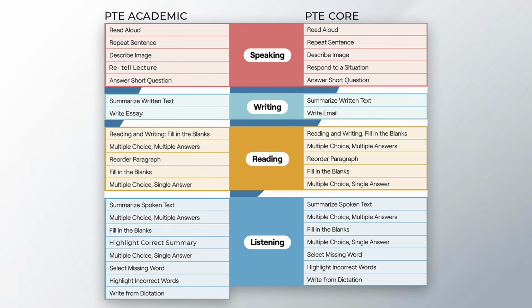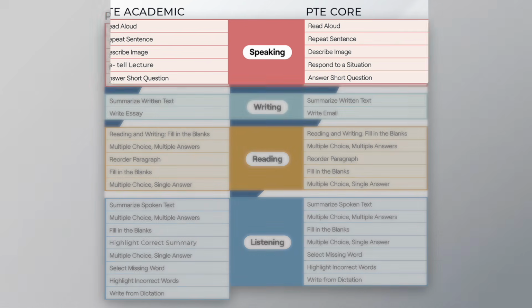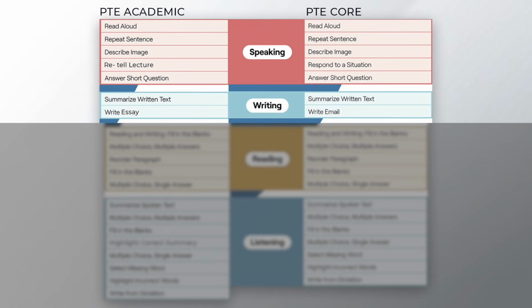Now you can see on screen that the questions for PTE Academic are more or less the same for PTE Core as well. There's a small difference though. The retell lecture task of PTE Academic is replaced by the respond to a situation in the PTE Core.